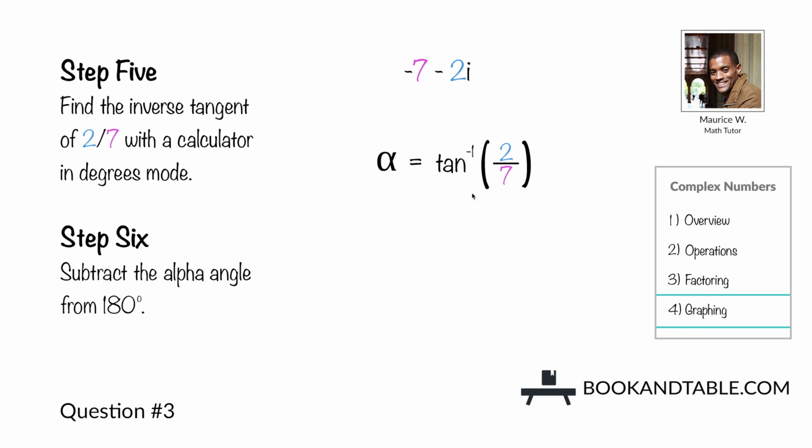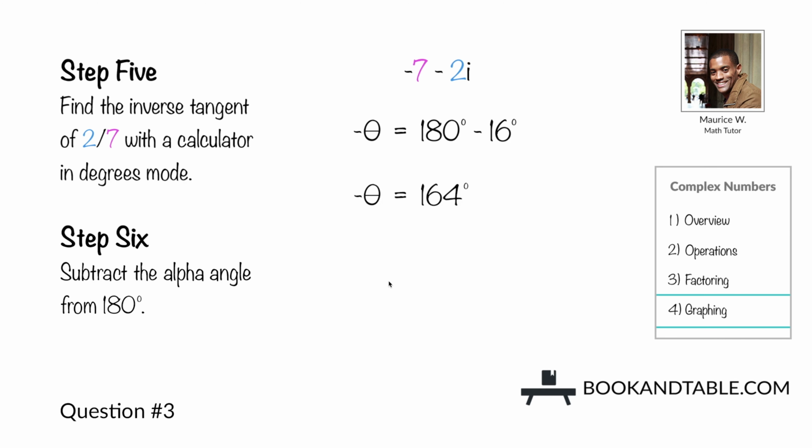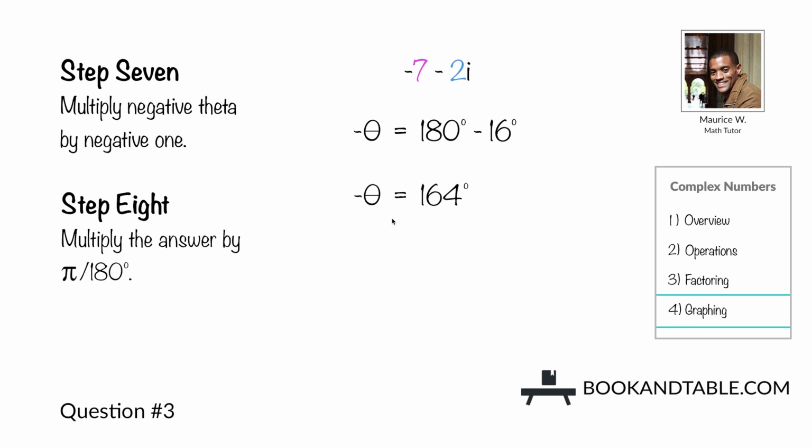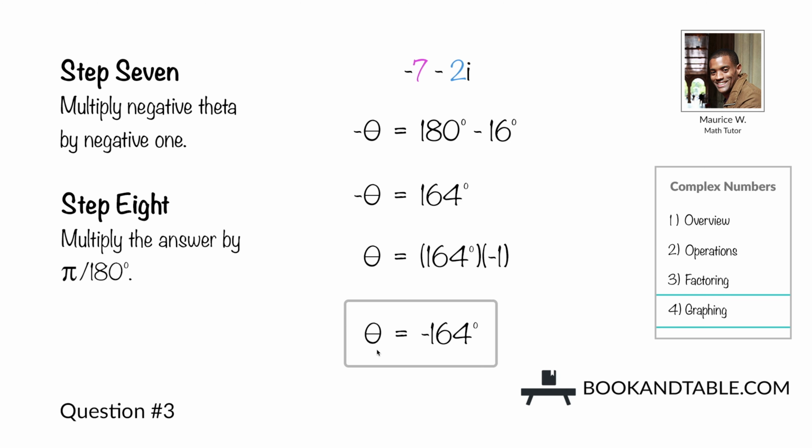So the inverse tangent of 2 over 7 shows that the alpha angle is equal to 16 degrees. Subtract the alpha angle from 180 degrees, and that shows us that negative theta is equal to 164 degrees. We then want to multiply negative theta by negative 1 to get theta. So theta is equal to 164 degrees times negative 1, which lets us know that theta, or the argument, is equal to negative 164 degrees.